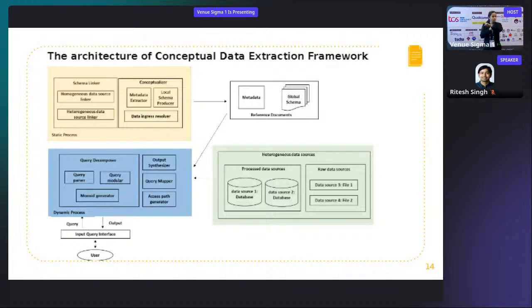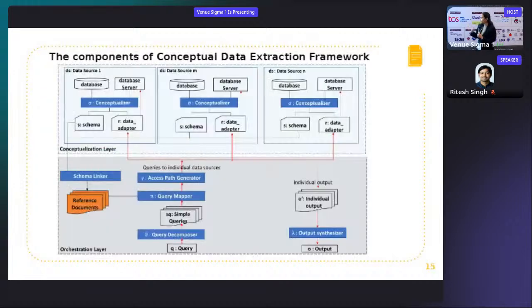One doubt, can you read the components? It's blurry. Yeah, can you do next? Go to the next slide. This is better. Yeah, okay.